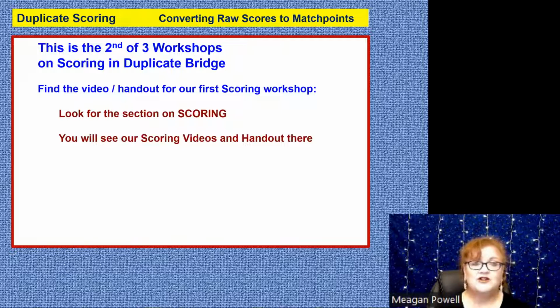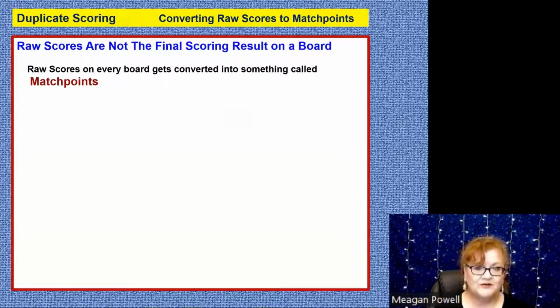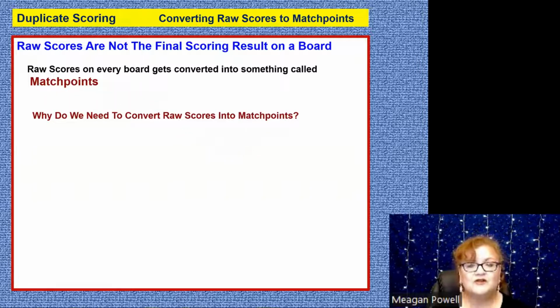So let's assume that you have seen the first video in which we discussed how to calculate a raw score when you finish playing a hand. Now we're moving on to the next set of steps. What we want to do is take those raw scores that we calculated in our first video, and convert them to something called match points. Now, raw scores are not the final scoring result on any given board. Raw scores are the initial identification of your outcome, the initial result that you get on a board. But then we're going to convert every raw score into something called match points.